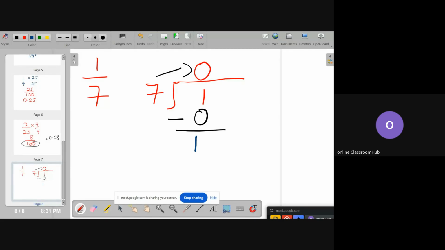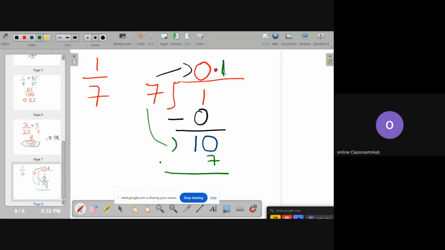So now, because 7 cannot go into 1, you employ 0 here, then you put a decimal point up here. So now you ask yourself, 7 goes into this 10 how many times? 7 goes into 10 one time. So you multiply. 7 times the 1 will give us 7.